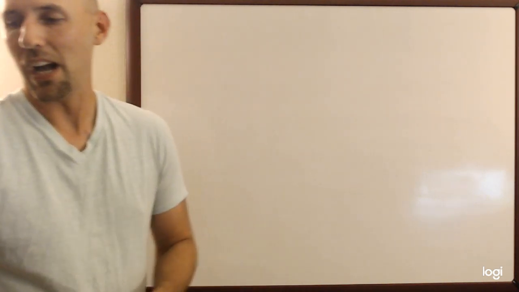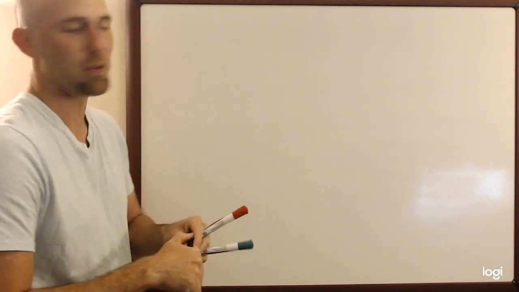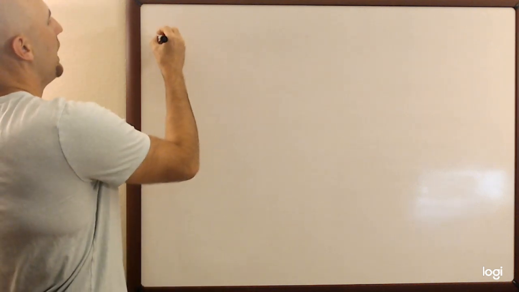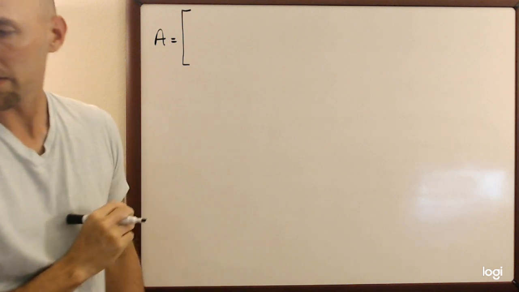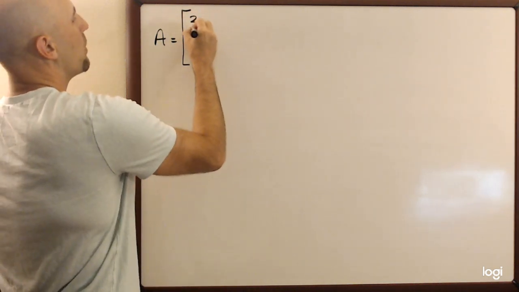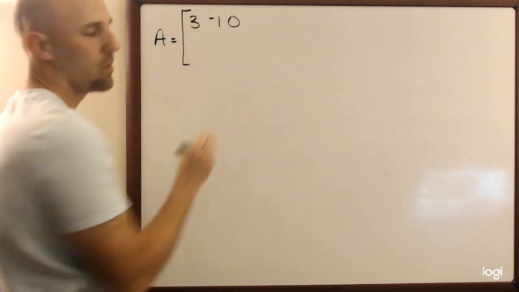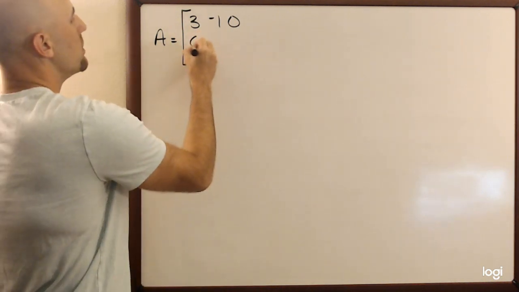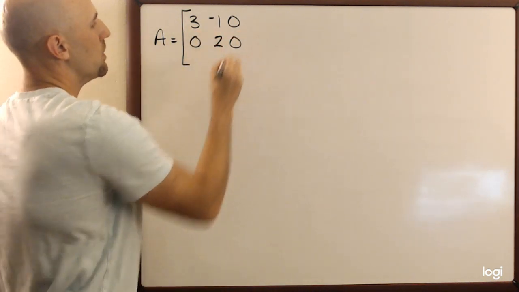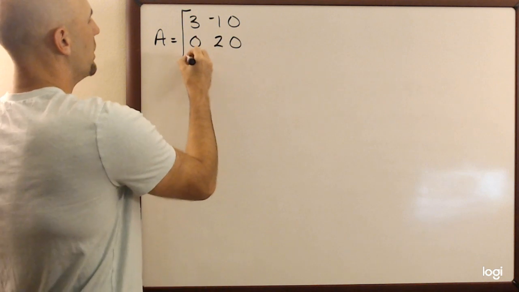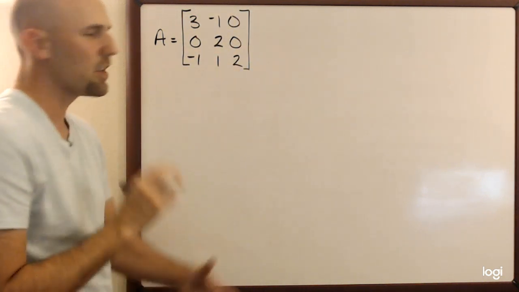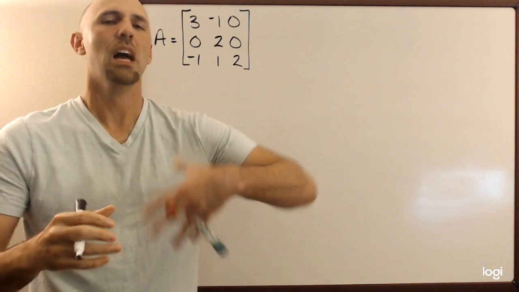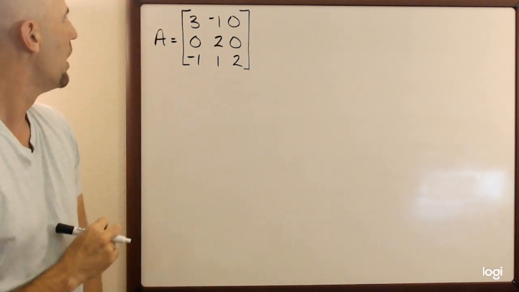Let's start with this one. So we've got A here. Let's see: 3, -1, 0, 0, 2, 0, -1, 1, 2. Now, here's my matrix. Again, I want to find the eigenvectors and eigenvalues for A.